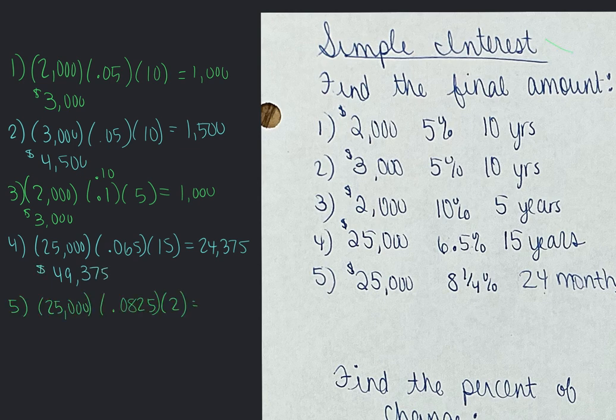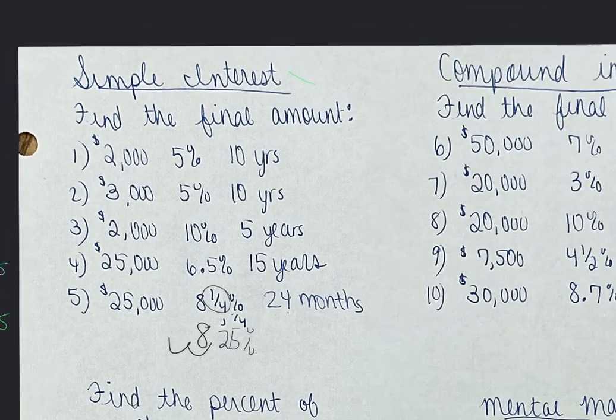Question 5 was all kinds of hard because I gave you 8 1/4%, and I only gave you 24 months. So when we change that to a decimal, we get 0.0825, because that would have been 8.25 with a percent. 1/4 is 0.25. Then hop backwards twice. The 24 months is 2 years. So when I multiply those numbers, I get $4,125. Add it back to the money, $29,125. All right, let's look at the next section.